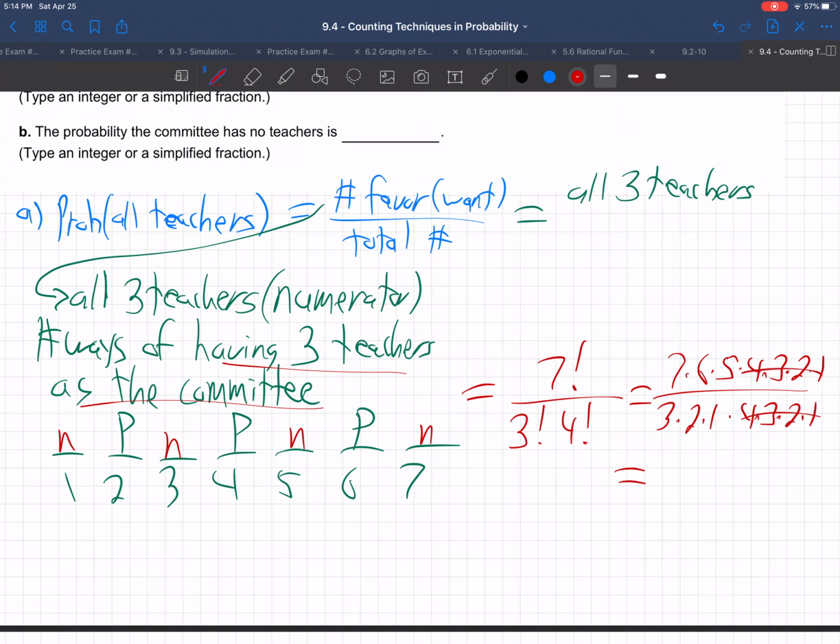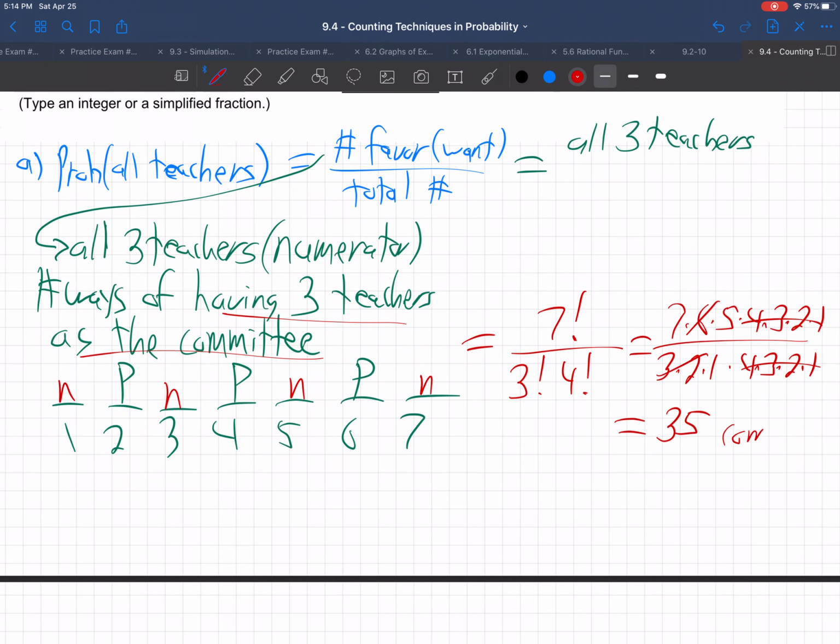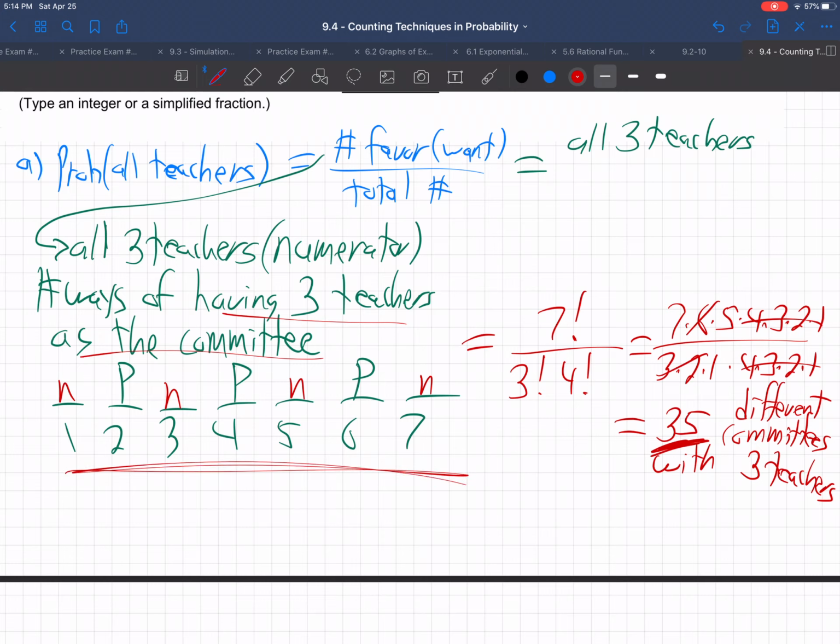These cancel. Multiply that. 3 and 2 cancel 6. That's 35. So there's 35 different committees with 3 teachers, right? That's what that number means. There's 35 different committees with 3 teachers. Those are all the ways out of the 7 teachers to pick 3 of them to be on a committee. So there's 35 out of all the committees possible. 35 of them have 3 teachers. So that's the numerator.